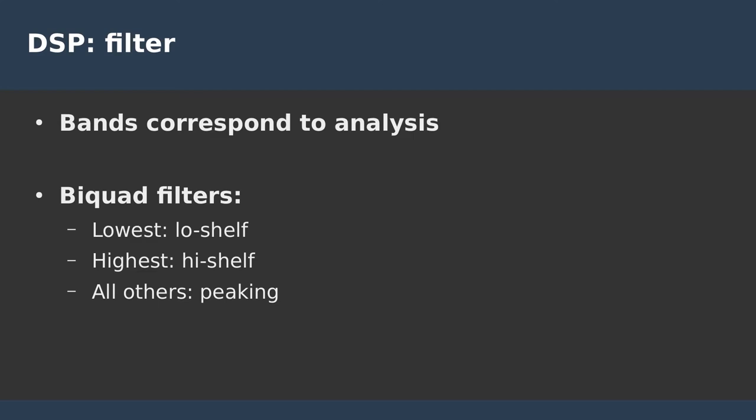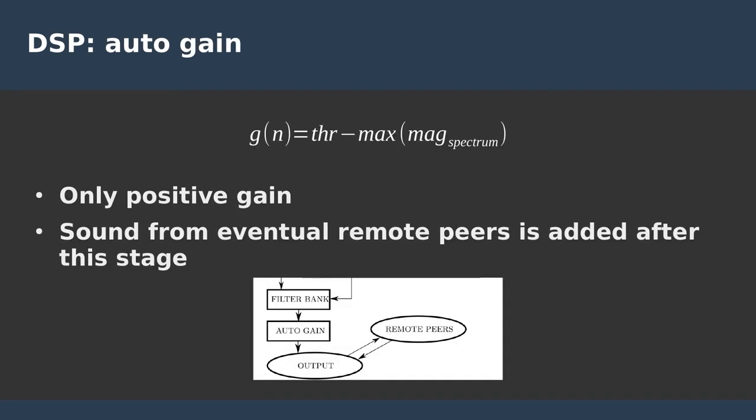After the analysis, the input signal is filtered by a bank of filters, whose center frequencies and gains correspond to the analyzed bands. Filters are biquads, with the lowest being a low shelf, the highest a high shelf, and all the others being peaking. The last processing stage is an automatic main gain, acting as a slow compressor or limiter, so that the magnitude of the loudest analyzed band approximates a set threshold.